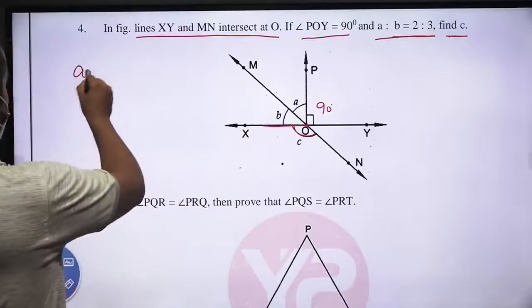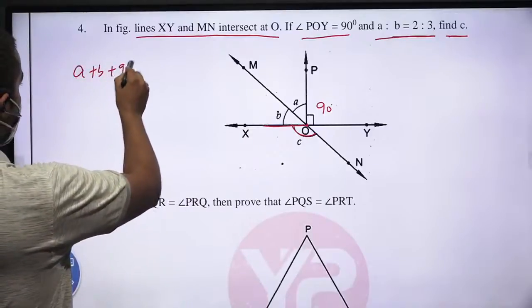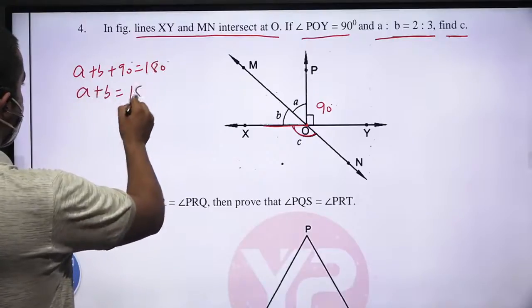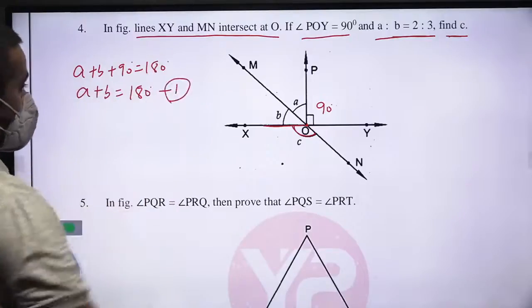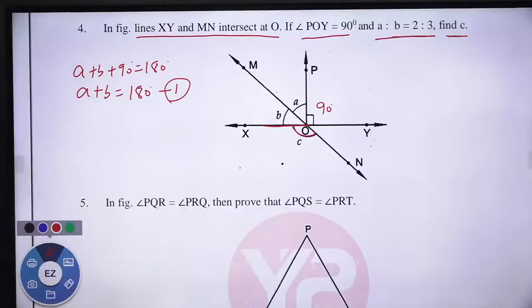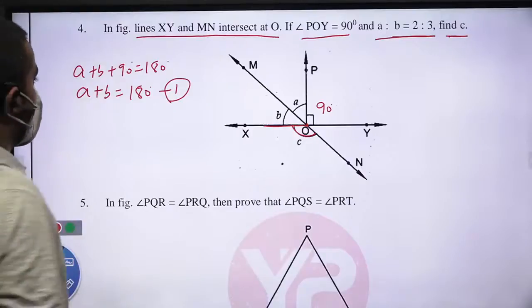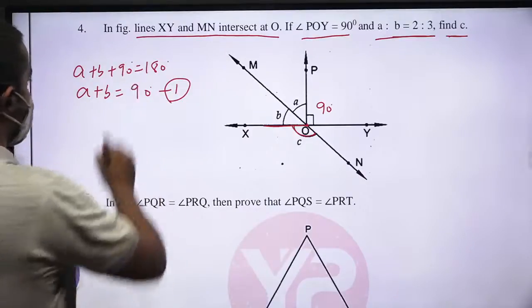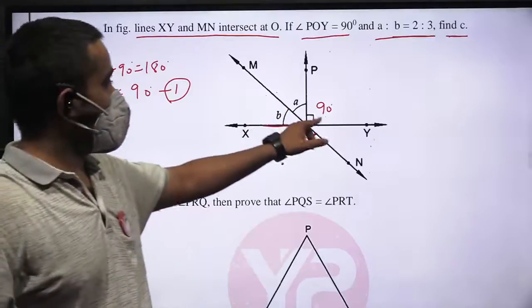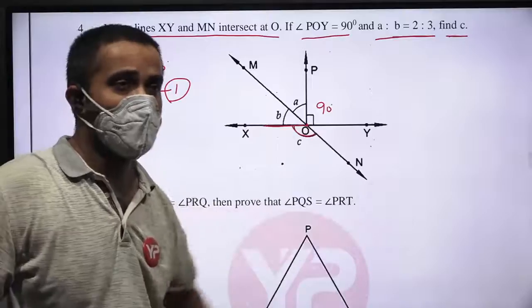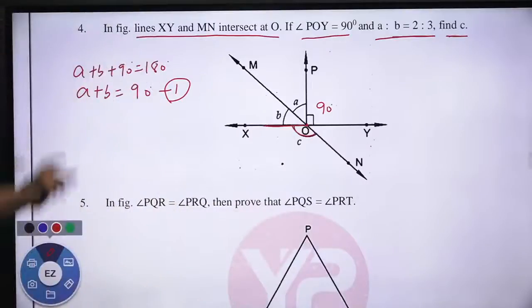So A plus B plus 90 is equal to 180. So A plus B will be 90 degrees. B plus A plus 90 on the XY line will form a linear pair, so that is 180 degrees. So A plus B will be 90 degrees.